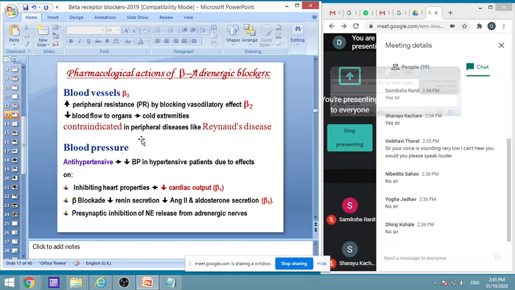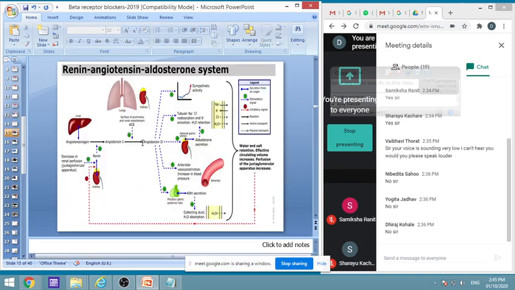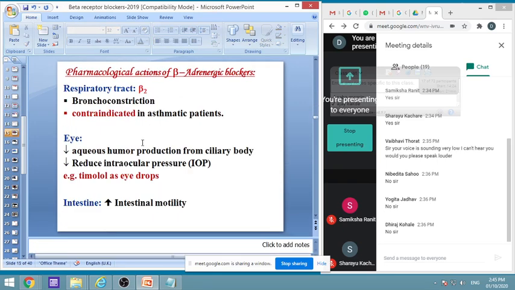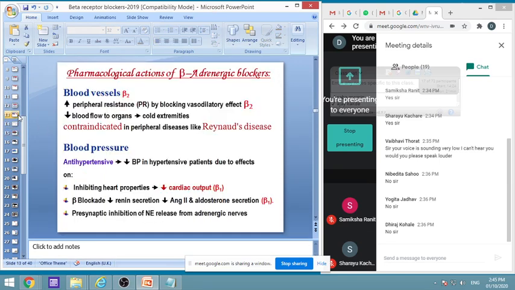But if it is the older drug, or the first drug which was there, propranolol, when it was used, it will be causing both activities. So, blood pressure, antihypertensive activities will be there, they will be decreasing the blood pressure in hypertensive patients, due to the decrease in the cardiac output, because of the renin-angiotensin mechanism, and also presynaptic inhibition of noradrenaline release from the adrenergic nerve. These are three major effects it is showing, and we have seen this 3 times actually.